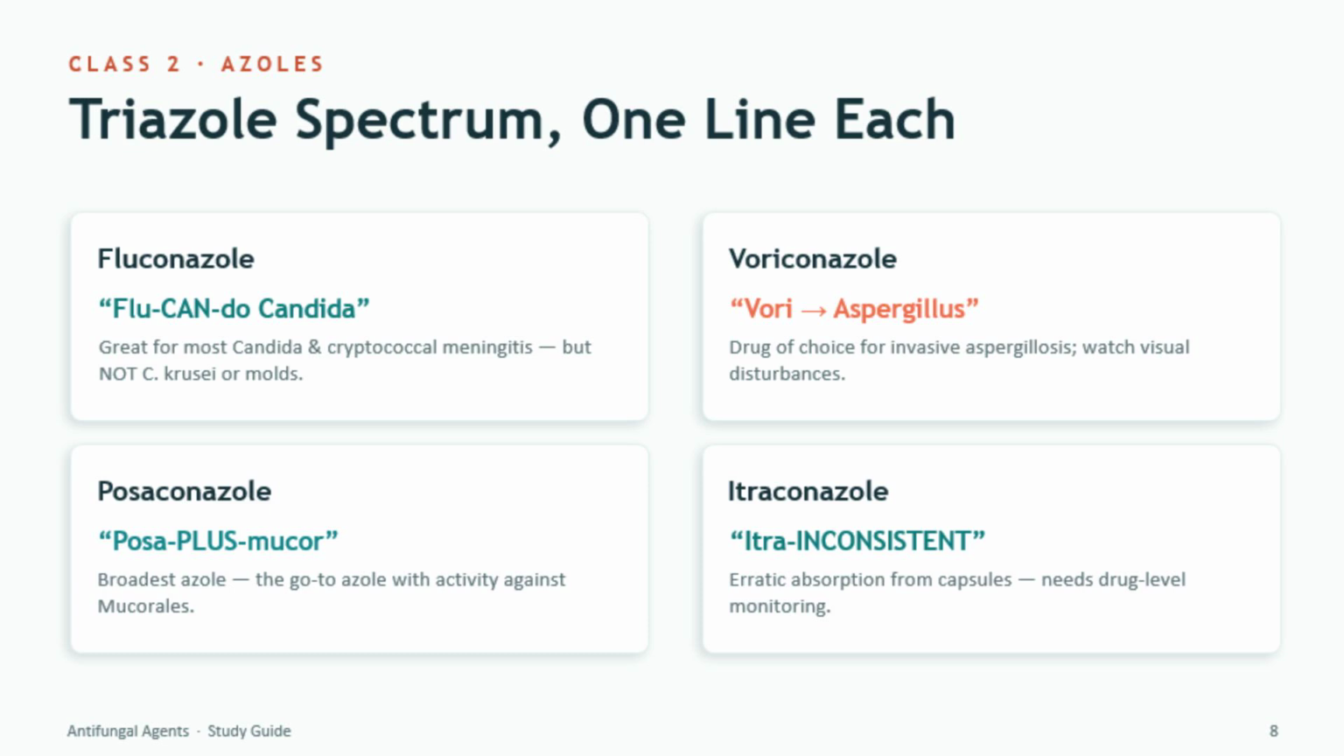Posaconazole, "posa plus mucor", the broadest azole. Our go-to when the mucorales are in play. And itraconazole, "itra inconsistent", because absorption from the capsules is erratic, so we monitor drug levels.